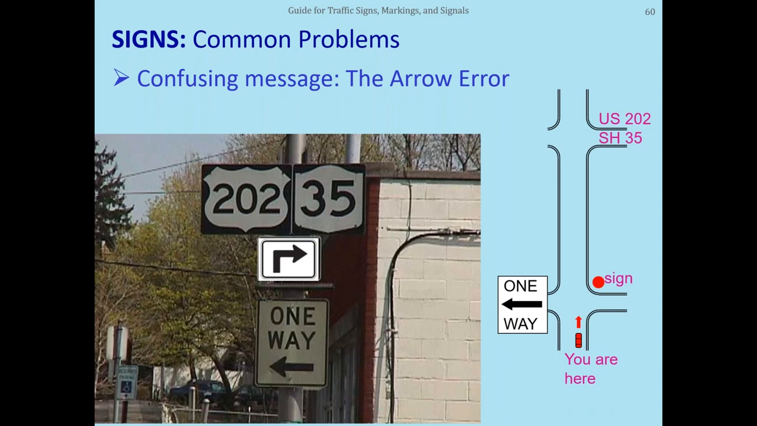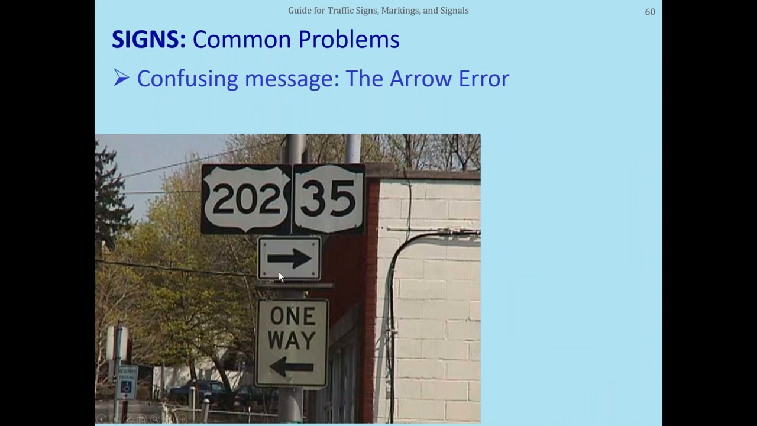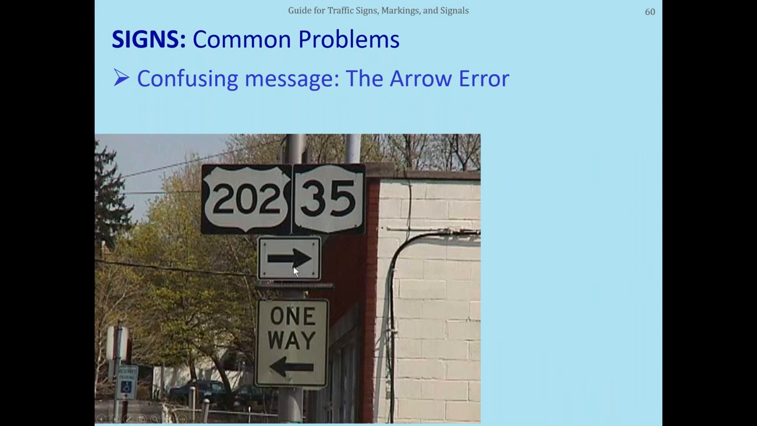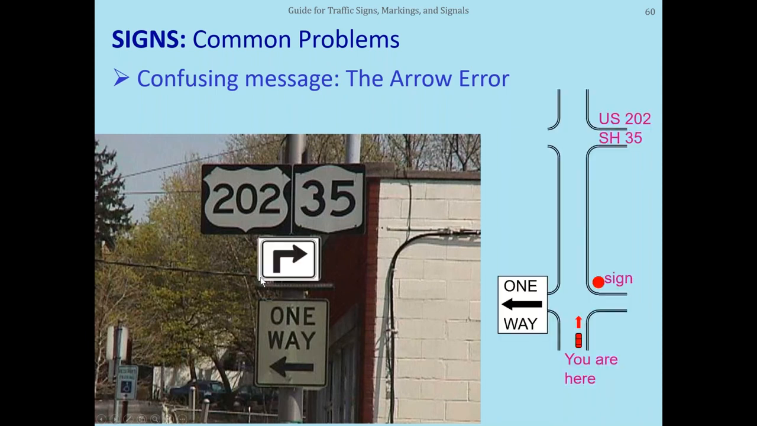Here's the actual situation. The driver is here. Here's the one-way street. Highways 202 and 35 are actually a block ahead. So here's the sign they had. Here is the sign they should have had. Unless you're turning right at this location, you don't have that sign. If you're turning right somewhere up ahead, you need an arrow with a stem on it.